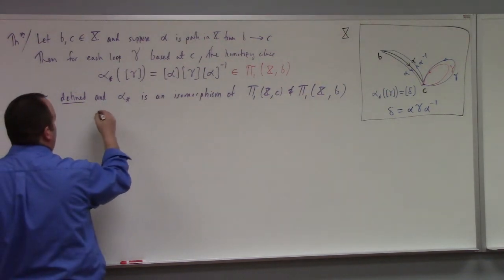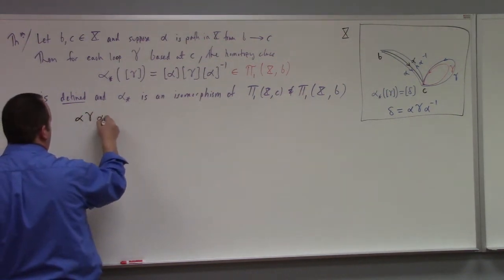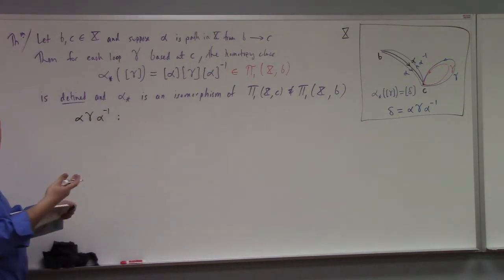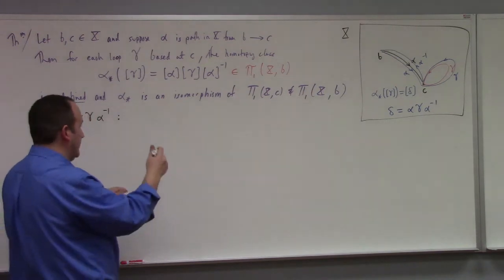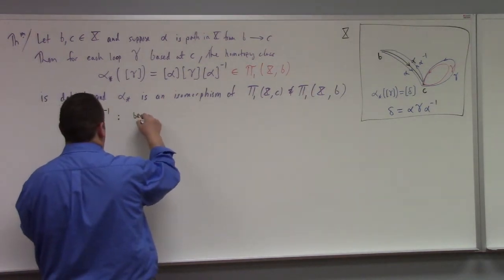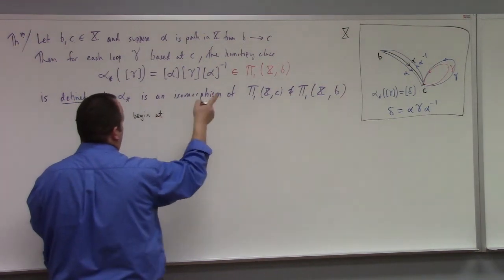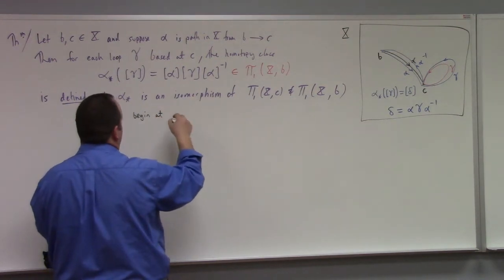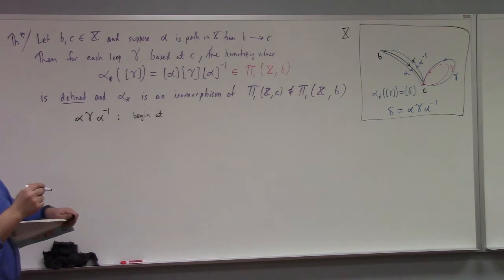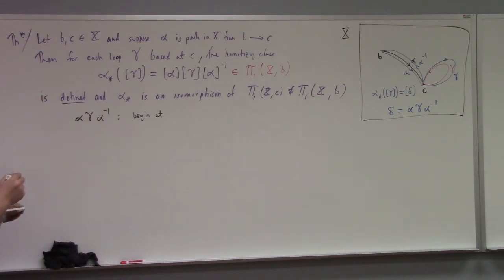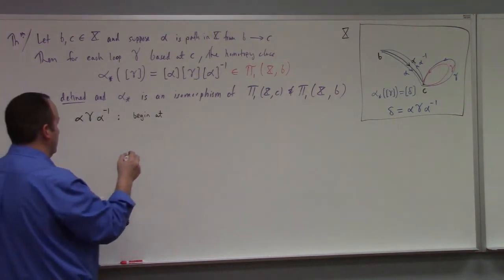Okay, so we're looking at alpha, gamma, alpha inverse, right? Think about that join of paths. Initial point. Where do we begin? We should begin at B, allegedly. I'll begin at B.